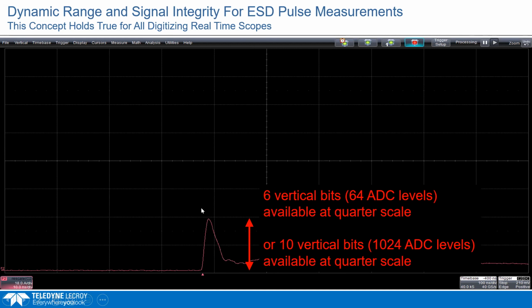And then if the signal filled even less of the screen, like in this case, now it's filling about 4 of the grids. So it's got 64 quantization levels being used. That effectively is a 6-bit resolution, even if you started out with an 8-bit scope.